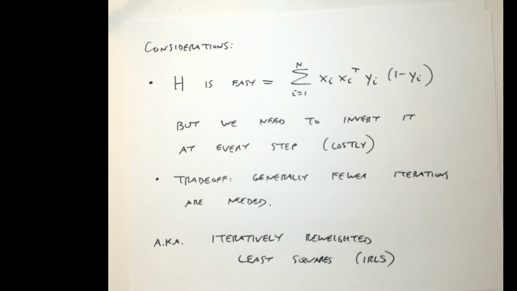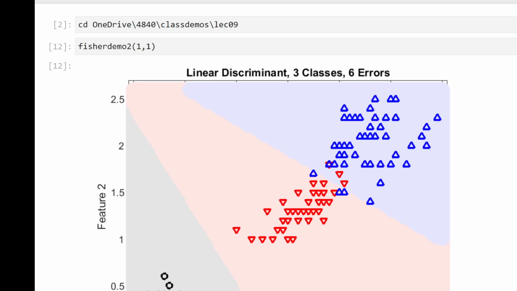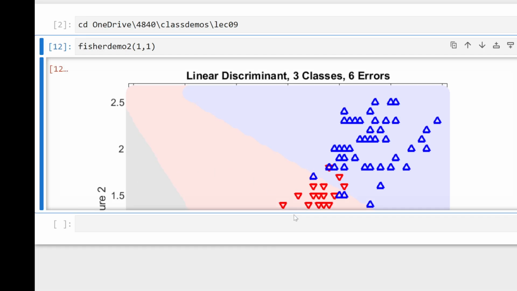Okay, so that's the basic idea. And honestly, at the end of the day, it's like, okay, this is all great, but we're still just splitting the world in half with a straight line, right? So if I go back to my example, this is the example I showed last time with linear regression.